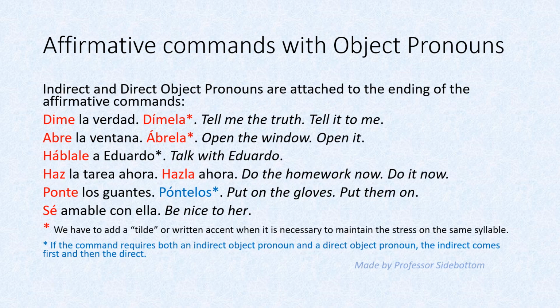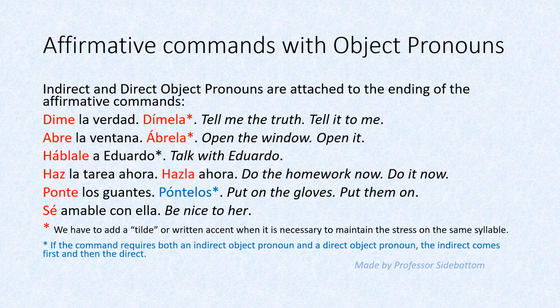Indirect and direct object pronouns are attached to the ending of the affirmative commands, like in the following examples. Dime la verdad. Dímela. Tell me the truth. Tell it to me. Abre la ventana. Ábrela. Open the window. Open it. Háblale a Eduardo. Talk with Eduardo.